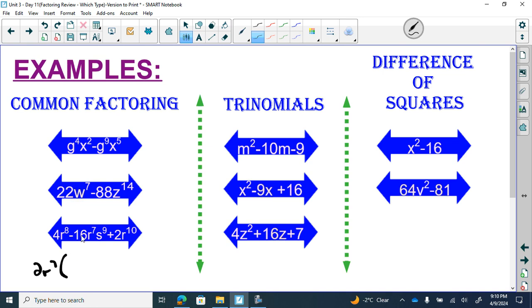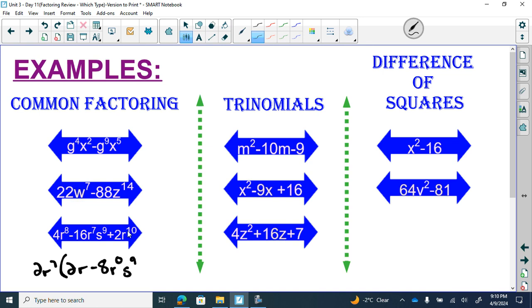I would divide all 3 of these terms by 2r to the 7th, starting with 4r to the 8th. 4 divided by 2 is 2. r to the 8th divided by r to the 7th would be r to the 1st. When you divide powers with the same base, you subtract the exponents. Negative 16 divided by positive 2 would be negative 8. r to the 7th divided by r to the 7th would be r to the 0. Subtract the exponents, and then s to the 9th just follows down.